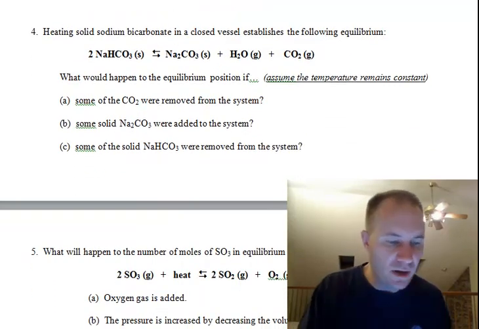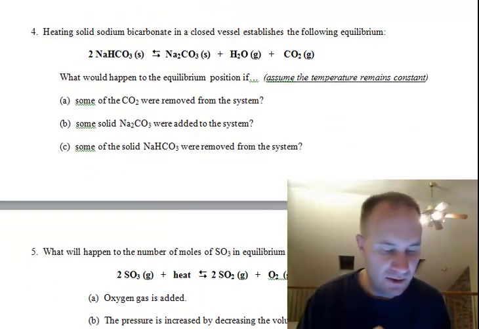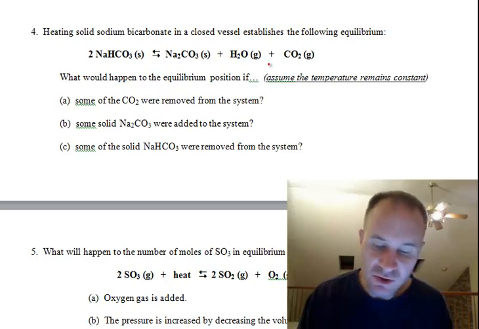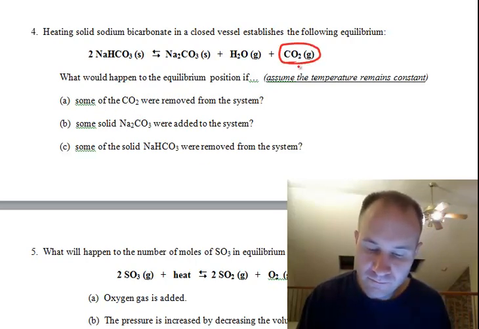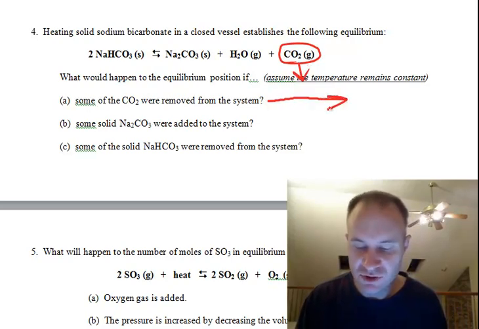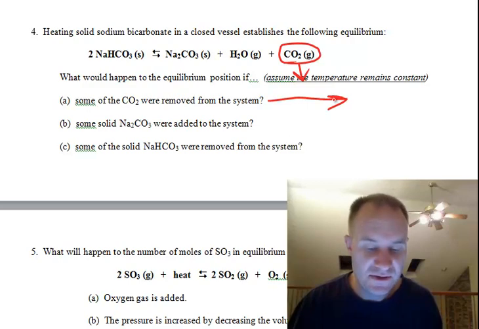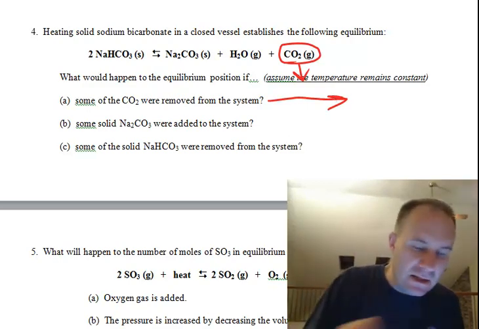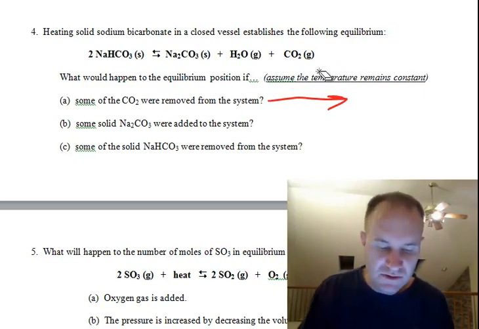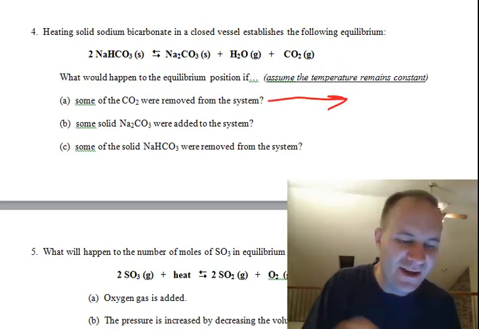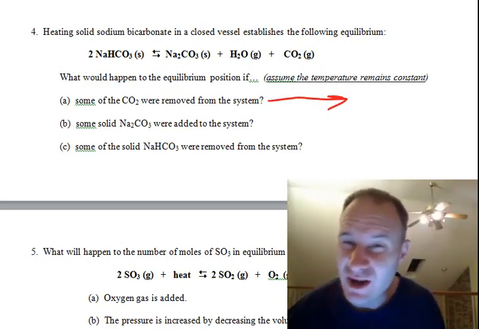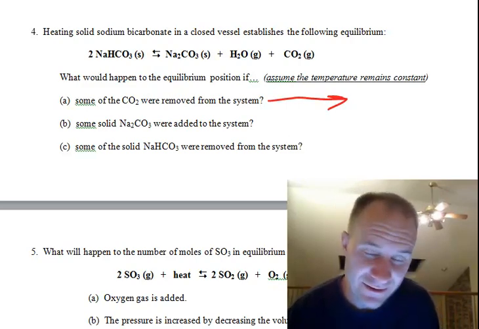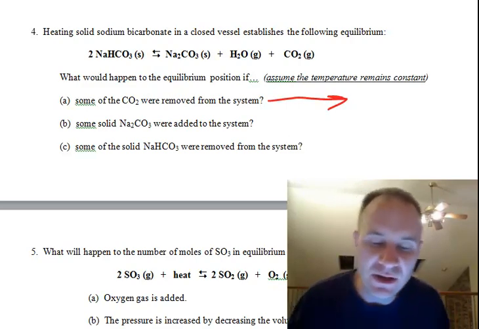Problem number 4. What we're looking at here is that some of the CO2 was removed. If that's removed, the system will shift to the right, trying to replace it. Then we deal with something that I'm not sure I really talked a lot about in the notes. Okay? So here we go.